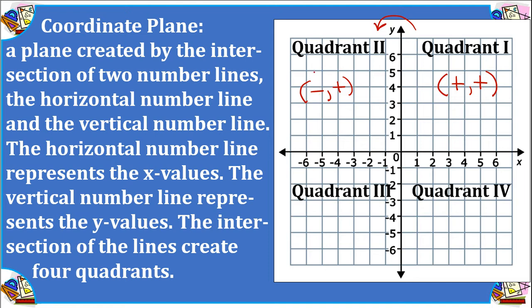And remember, the first coordinate is x and your second coordinate is y. Then we have quadrant 3, and the way we get to quadrant 3 is the x is negative and the y is negative. And then lastly, we have quadrant 4, and the way we get to quadrant 4, our x is positive and our y is negative.